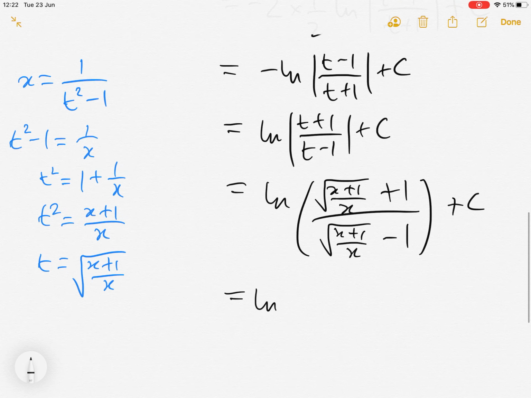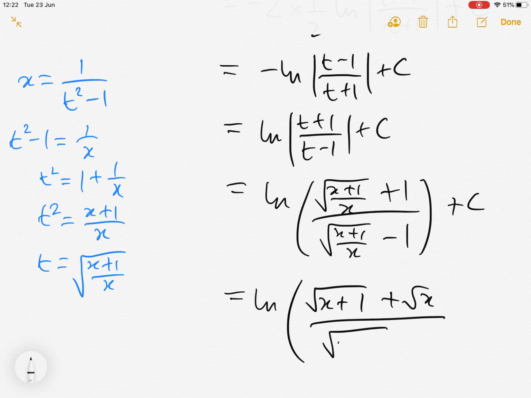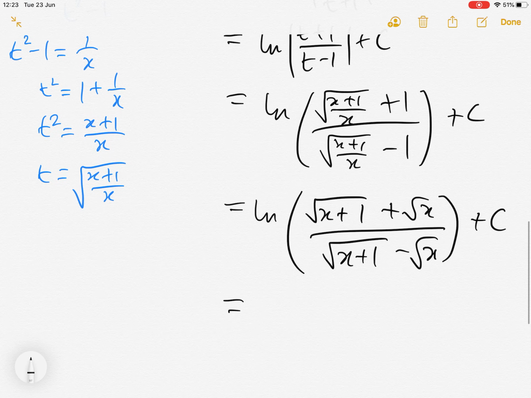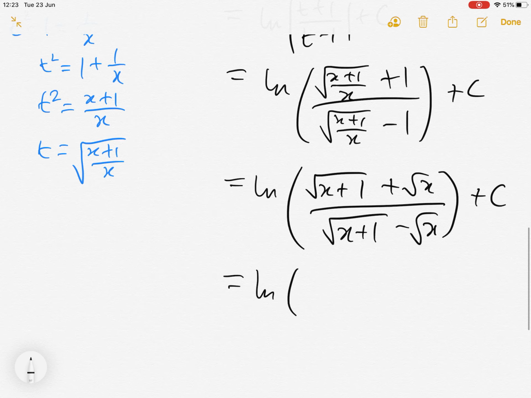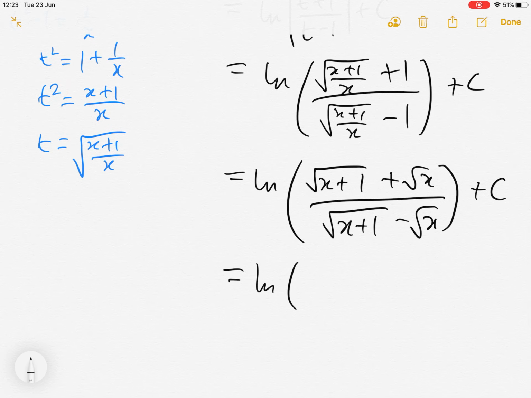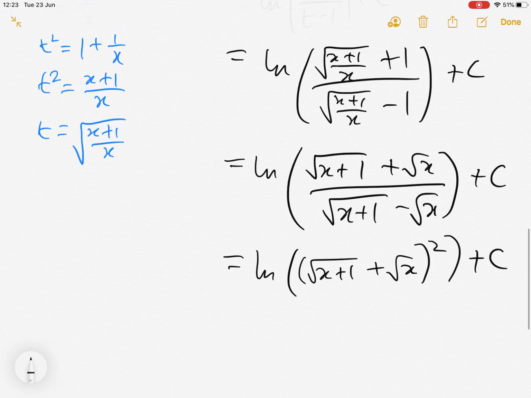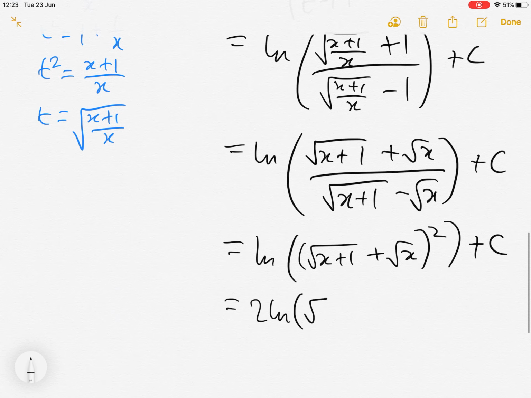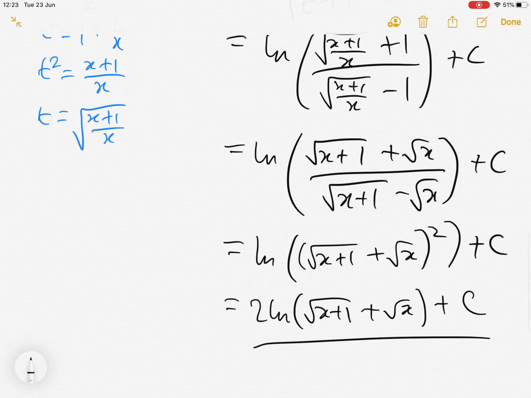And this, now if we multiply top and bottom of the fraction by root x, we obtain this. And now if we rationalize the denominator, we're going to get... So we would multiply top and bottom by root x plus 1 plus root x, which would give us just 1 in the new denominator. So we're going to get root x plus 1 plus root x squared. And then the 2 we can bring outside the log. And this was precisely what we were asked to show, so we're done.